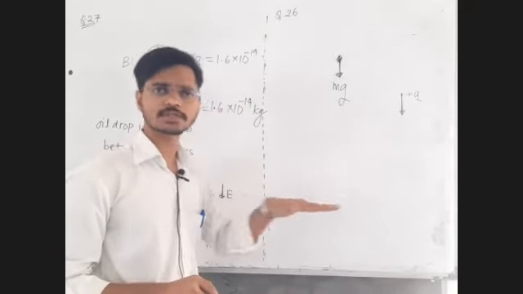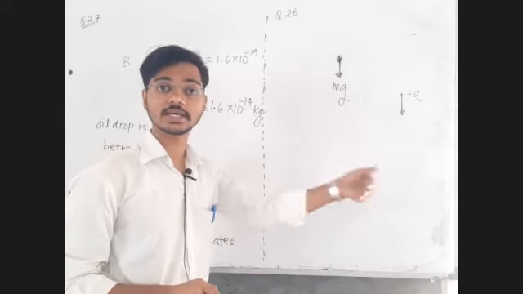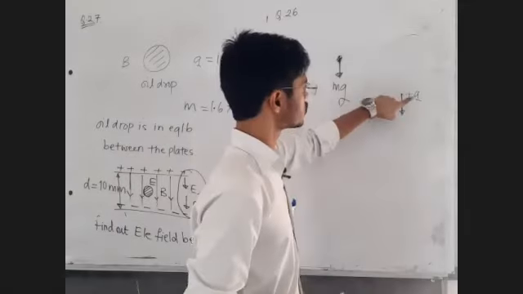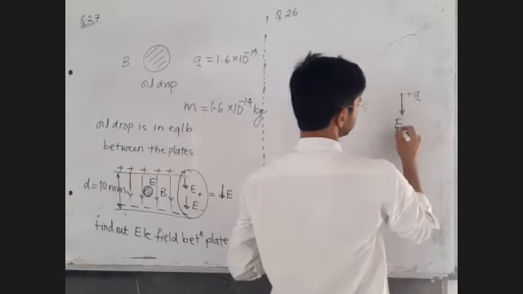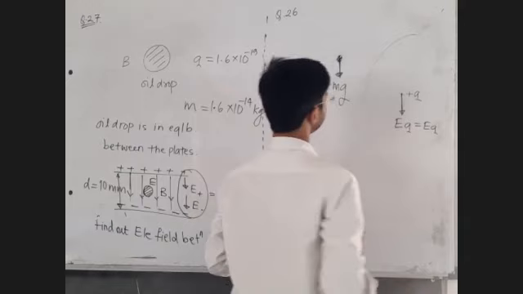The force on the positive charge is in the direction of the electric field, and the force on the negative charge is in the opposite direction of the electric field. So the electric field is downward. Force on the positive charge will also be downward. Force F is equal to EQ.